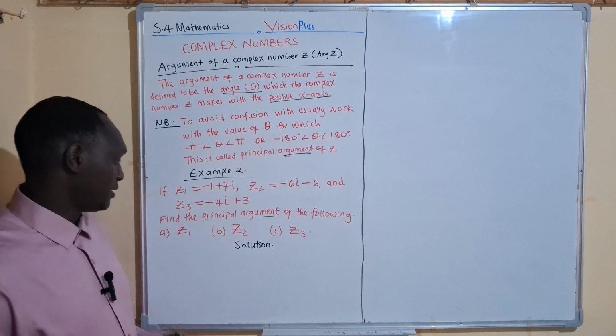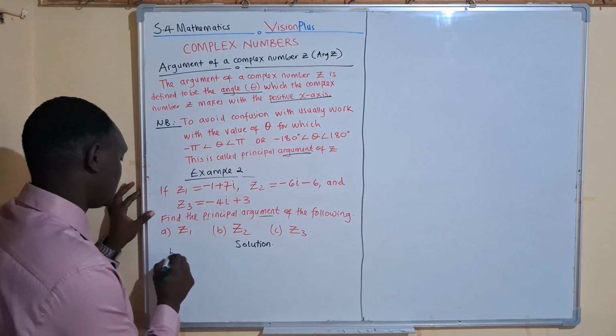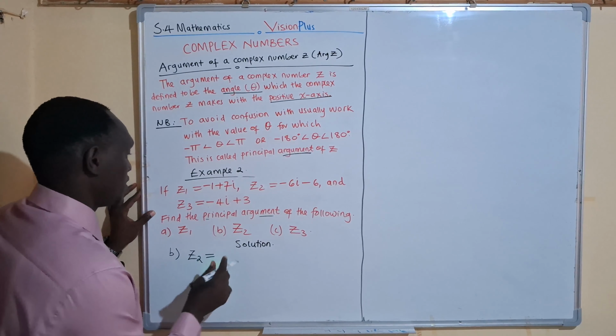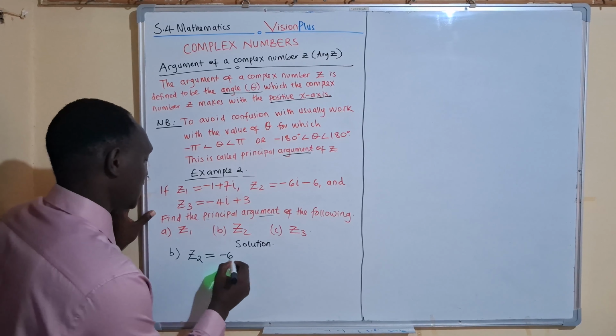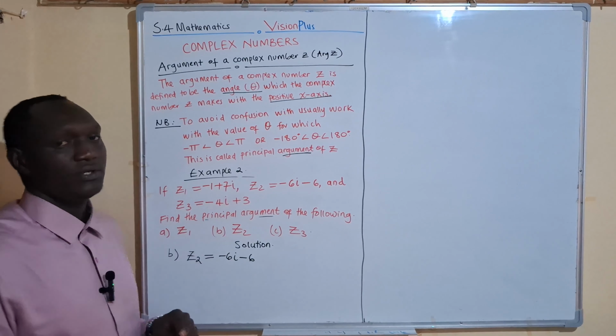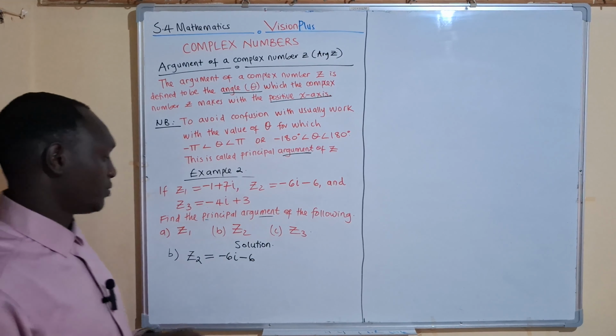And now going to part B. Part B says that we need to represent Z2. Z2 is given as negative 6i minus 6. We need to find the principal argument. So what do we do?